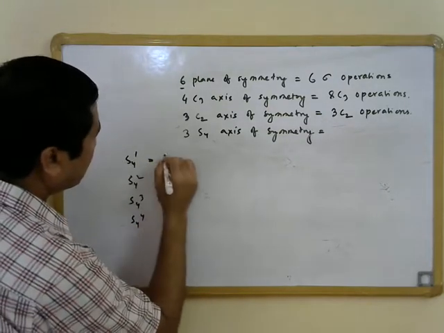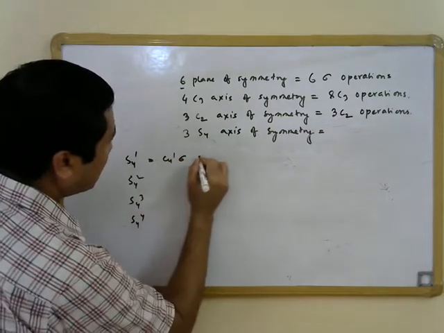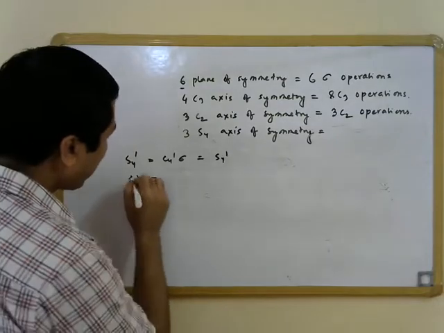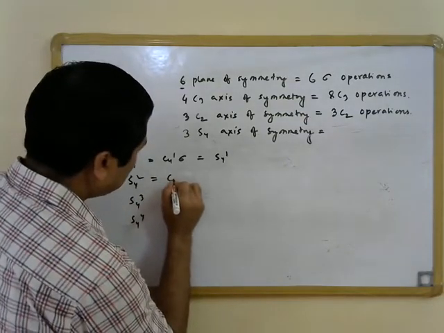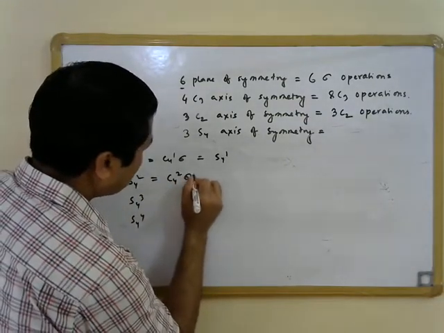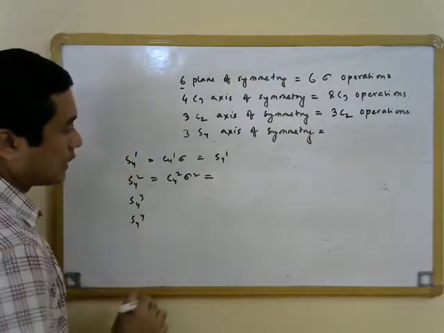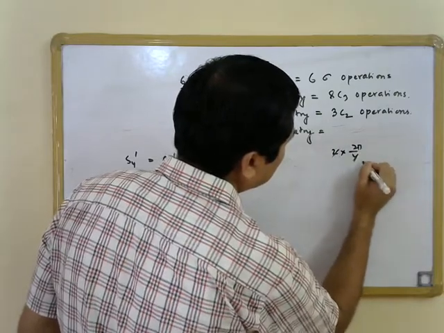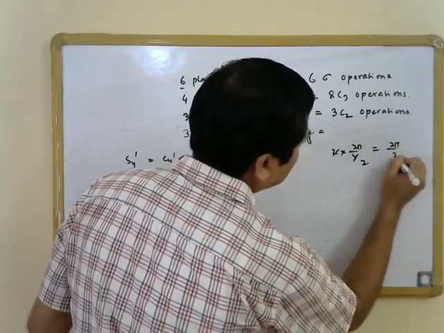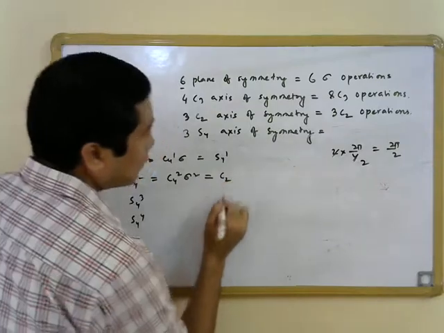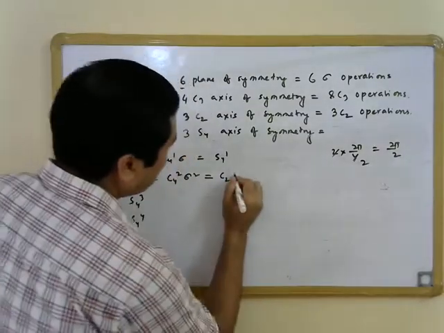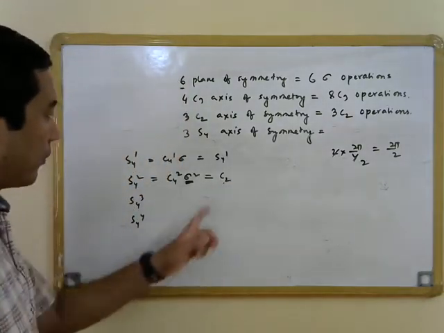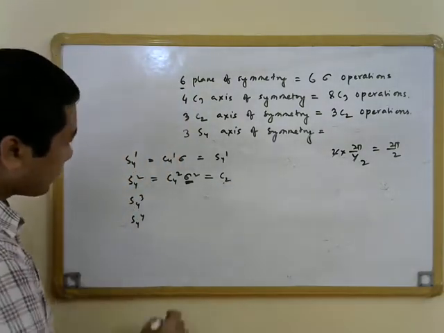When we do S4^1, it is C4^1 sigma, so we cannot simplify it any further. It is going to remain as S4^1. S4^2 is essentially C4^2 and sigma^2. Now C4^2, if we simplify, is a 2 into 2 pi by 4 rotation, so it is essentially 2 pi by 2. So it is C2, a 180 degree rotation, plus sigma^2, which is equal to identity. So finally we will be left with only C2 over here.